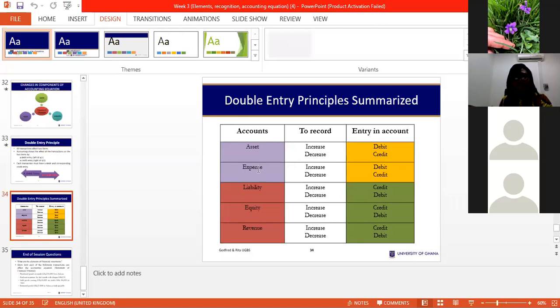In any transaction, anytime an expense is increasing, so the expense goes in line with assets, you debit it. If it is decreasing, you credit it. Liability, equity, and revenue go in line together. Anytime they are increasing, you credit it. And anytime they are decreasing, you debit it. These are rules of thumb that you ought to know.